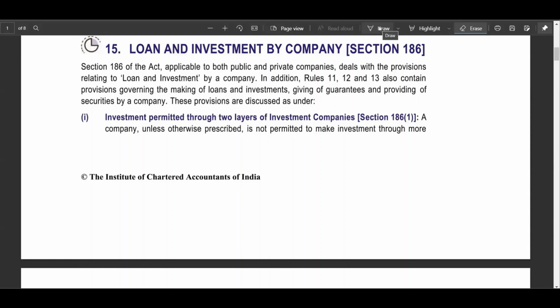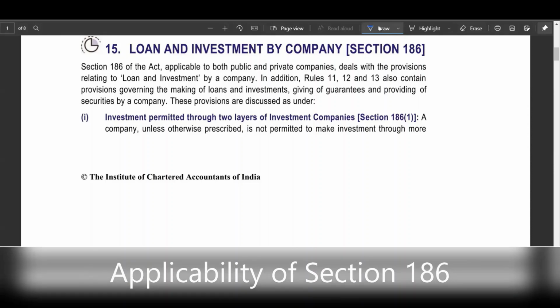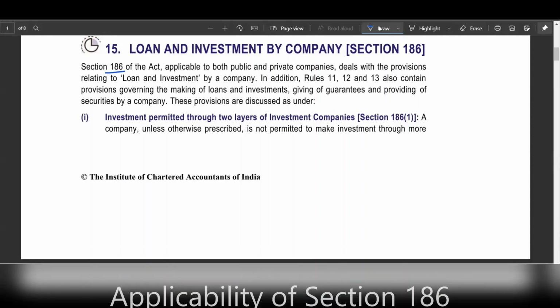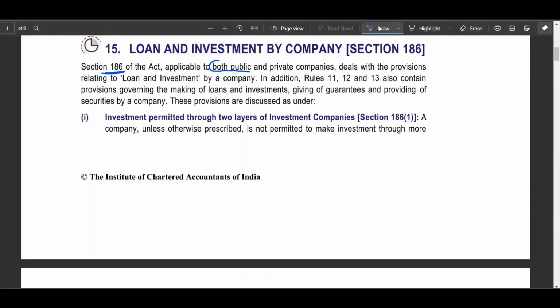All right, so let's discuss section number 186 subsection 1 first, which is the first part of this section. Here we are going to do it in very much detail, but it will be much easier for you from now on, that I can make sure. First of all, let's discuss the applicability of this section. Section 186 is applicable for both public and private companies. Remember that public and private companies, both shall have to comply with section number 186.